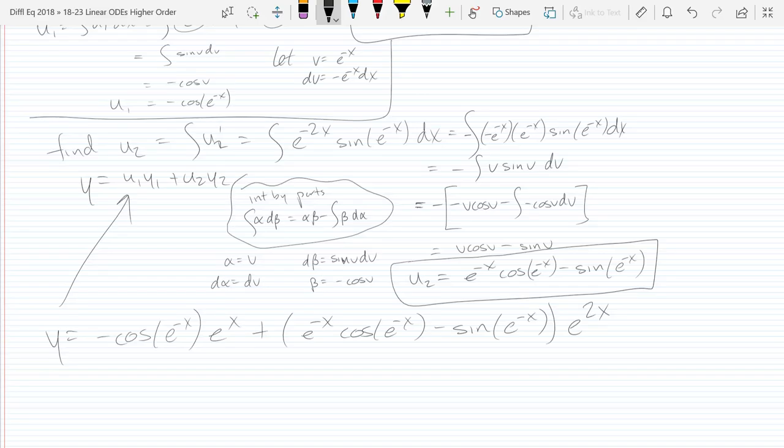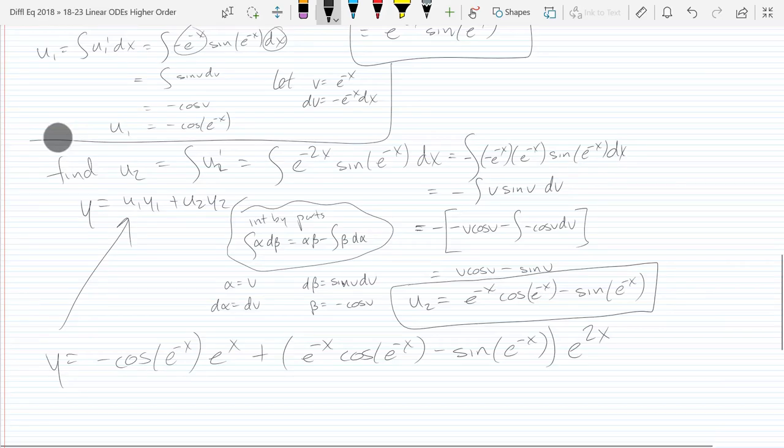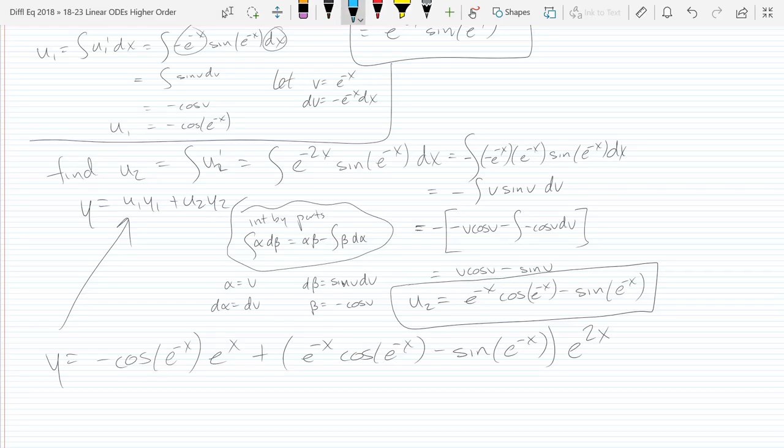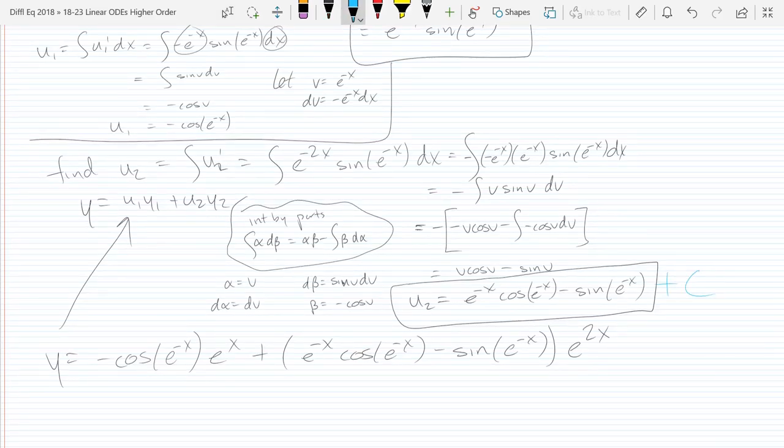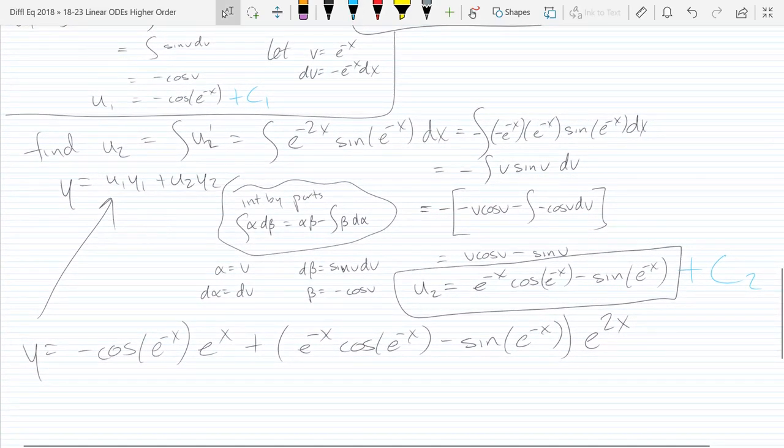Now we're missing constants here. I think we pick one up on the u1 and u2 antiderivatives. Can you look in a textbook and see which? I'm pretty sure I need a plus c2 and a plus c1. I did them in that light blue. I'm pretty sure that's where they're going to come in.